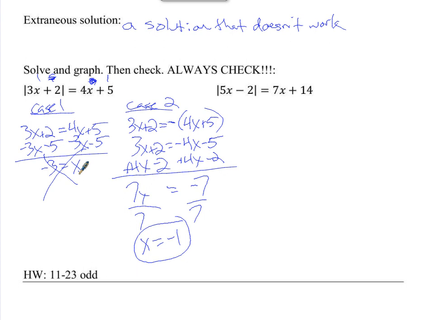It does say graph, so let's throw a number line down on here. The only one that works is negative 1. So I'm just going to go negative 2, negative 1, 0, and put my dot right there, and I'm done. Go ahead and do the second one.